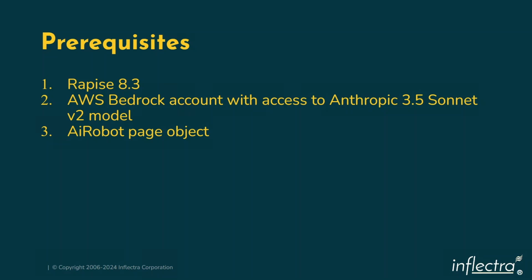Then you need to have an AWS Bedrock account, or Amazon Web Services with Bedrock enabled, and your account should have the Anthropic Claude 3.5 Sonnet version 2 model. At this point in time, it's not available by default, but you may request it and quickly get access to it. And the AI robot page object itself. It's easy to get. I'll show you everything. So let's start. I already have Rapise 8.3 installed, so check your version and if needed, get 8.3.